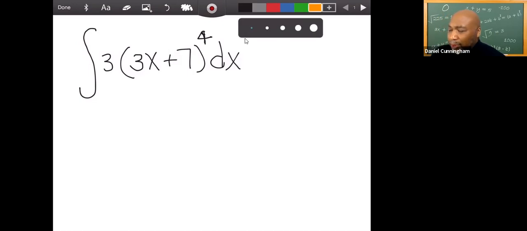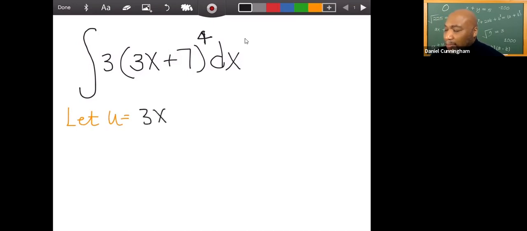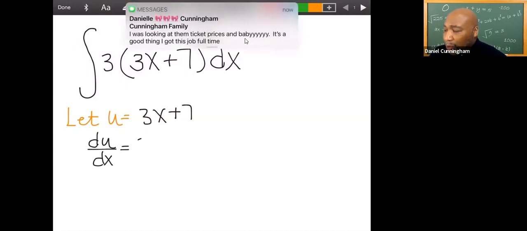So in this case, I'm going to let u, and I think you see it, equal 3x plus 7. That's the inside function. The outside is going to be that parenthesis to the 4th power. In that case, we have du: take the derivative of that function with respect to x, which will be 3dx.